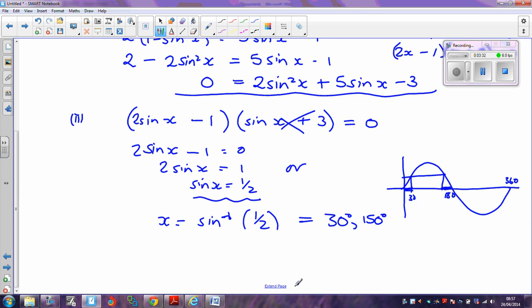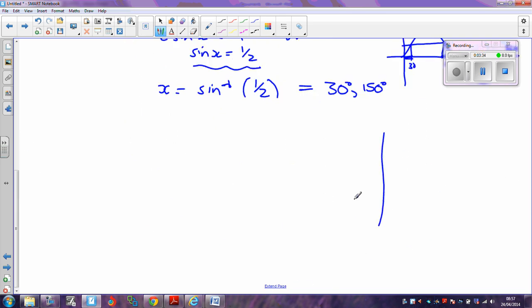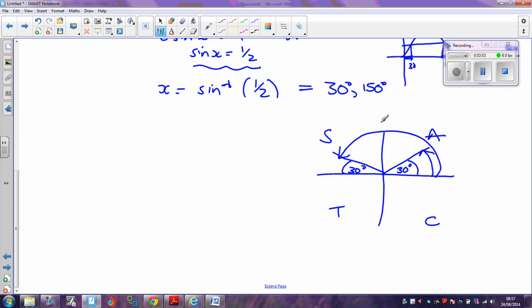I can also use the CAST diagram, which some of you might know about, where this goes ASTC. One of my angles is 30 degrees, which is here. Sines are positive in this quadrant, but also in this one. So I can draw my other 30 degrees there. So one of my angles I can see is 30. The other one is this angle, which is again 150 degrees.